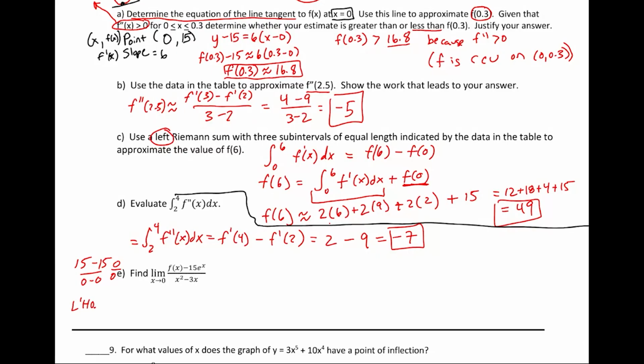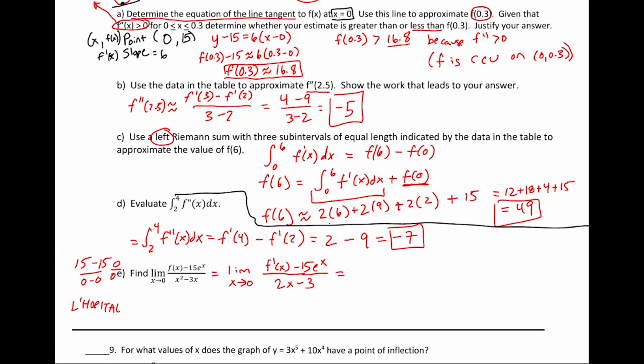So I'm going to use L'Hopital's rule, which says that I can rewrite this limit, or basically set it equal to the same limit, but with the derivatives at the top and the bottom. So the derivative at the top is going to be f prime x minus 15 e to the x. E to the x is just its own derivative, divided by 2x minus 3. And now if I try to plug in 0, I won't have as much of a problem.